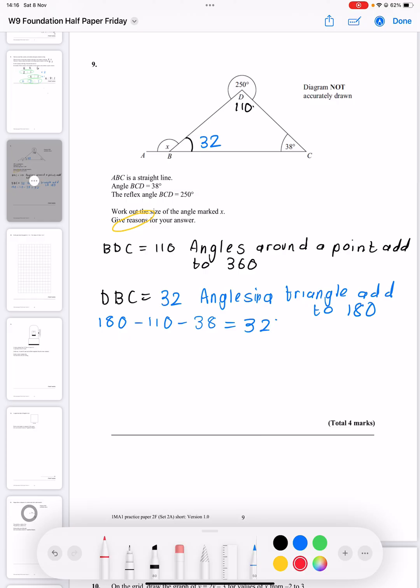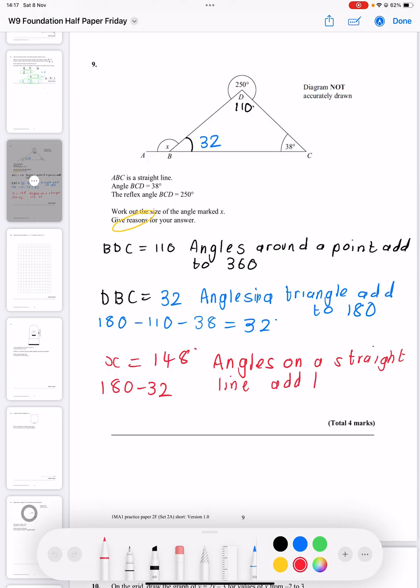And the last part, I can work out the value of X now. So we're going to call it X equals, I can do 180 minus 32, which is 148 degrees, because angles on a straight line add to 180. If you found that the angle X was 148 degrees, but you didn't write any of the reasons down, the maximum you can get is 2 marks.